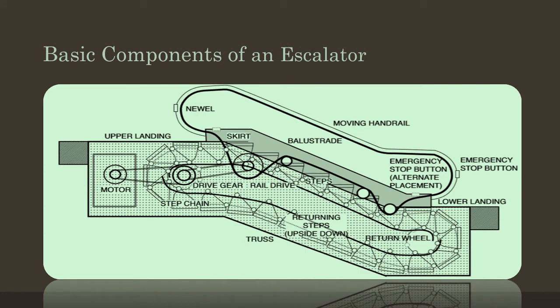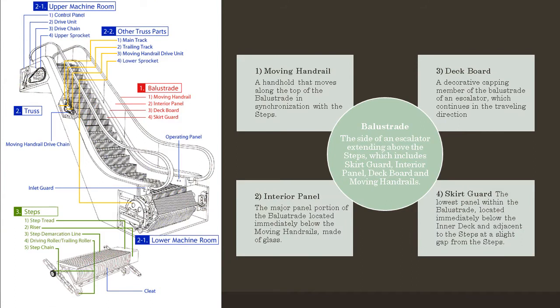Basic components of an escalator. Balustrade. The side of an escalator extending above the steps, which includes skirt guard, interior panel, deckboard and moving handrails. 1. Moving handrail. A handhold that moves along the top of the balustrade in synchronization with the steps. 2. Interior panel. The major panel portion of the balustrade located immediately below the moving handrails, made of glass. 3. Deckboard. A decorative capping member of the balustrade of an escalator, which continues in the traveling direction.